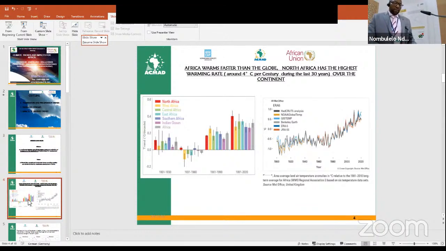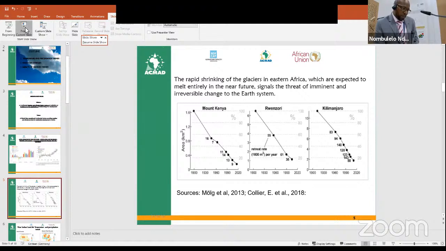Now, looking at the trends observed in the past 30 years, as you can see, Africa warms faster than the globe. North of Africa has the highest warming rate, which is around 0.40 degrees per century during the last 30 years, and is the first over the continent. The other sign that the climate is changing is the rapid shrinking of the glacier in East Africa, which is expected to melt entirely in the near future. This signals the threat of imminent and irreversible changes of the Earth system.